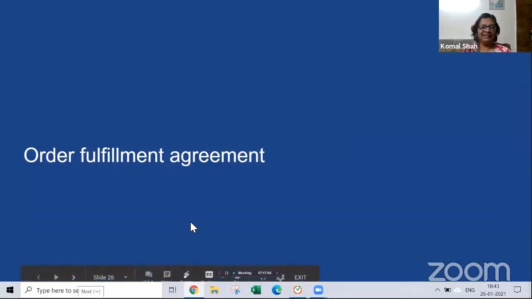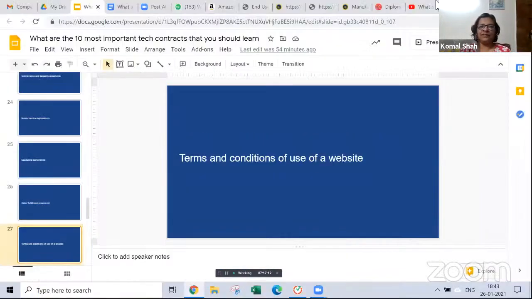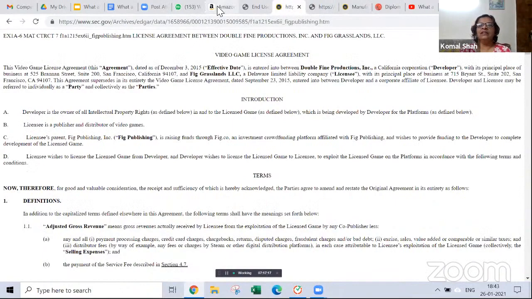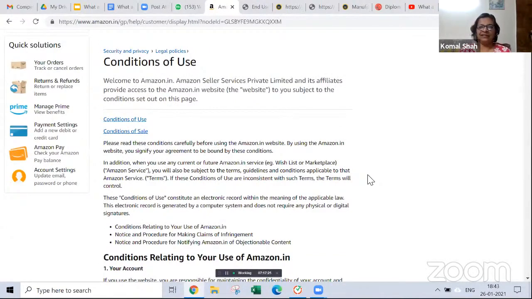Okay. Terms and conditions of use of a website. Okay. Let's have a look at this. Here we go. So these are the conditions of use of your website. Okay. This is also very important for e-commerce. Yeah, cookies, everything. Cookie policy. Still, it amounts to an agreement, and we'll come to that. Privacy and cookie policies kind of amount to that. Okay. So, conditions of use.